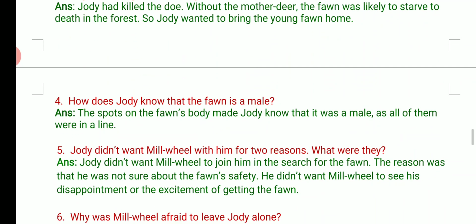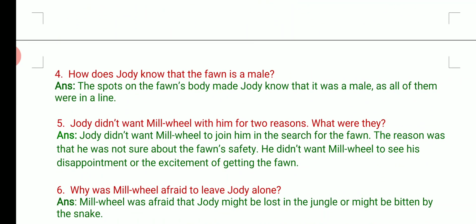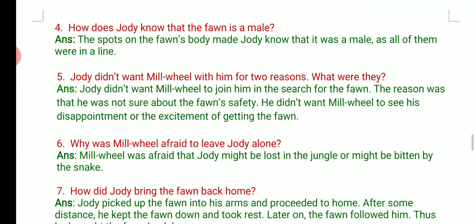Jody did not want Millville with him for two reasons. What were they? Jody did not want Millville to join him in the search of the fawn. The reason was that he was not sure about the fawn's safety. He did not want Millville to see his disappointment or excitement of getting the fawn. Why was Millville afraid to leave Jody alone? Millville was afraid that Jody might be lost in the jungle or might be bitten by the rattlesnake.